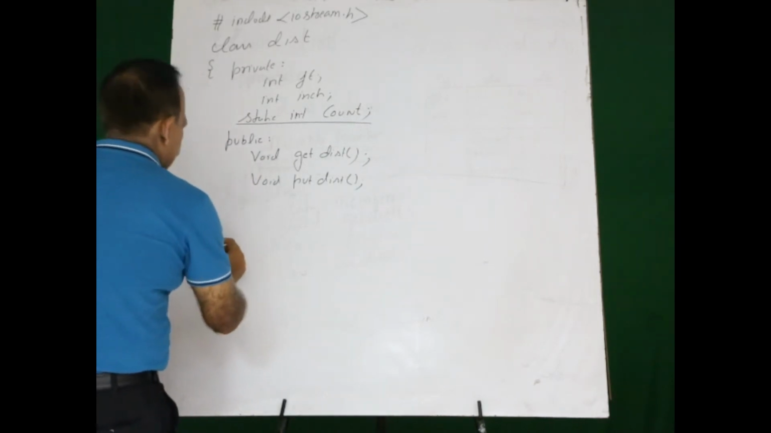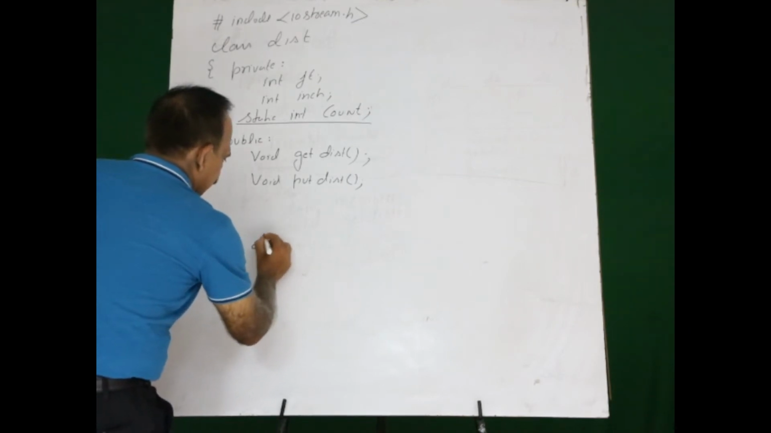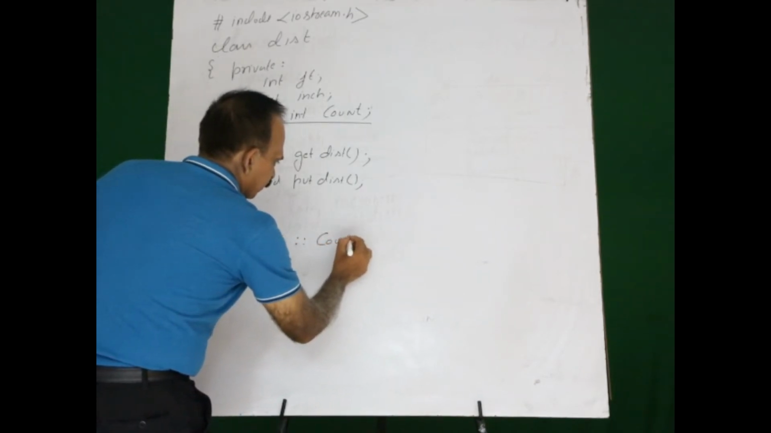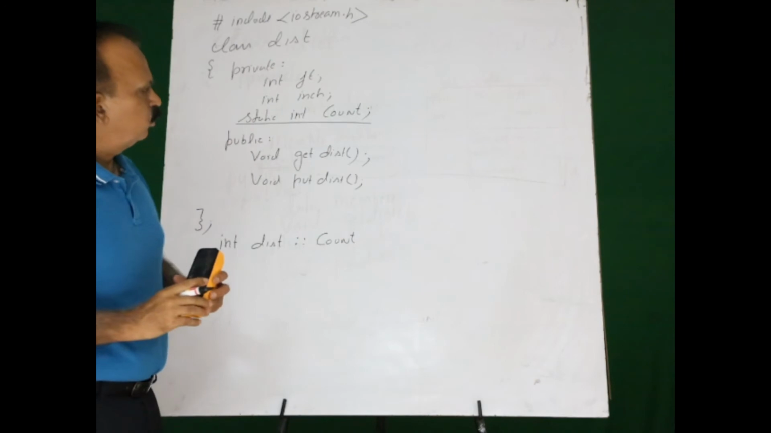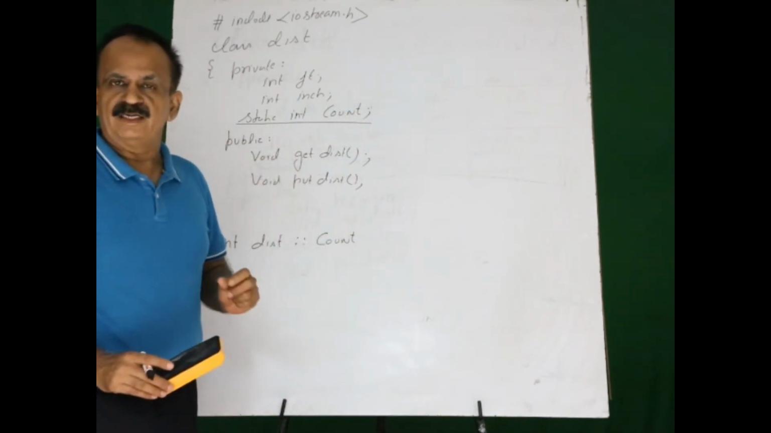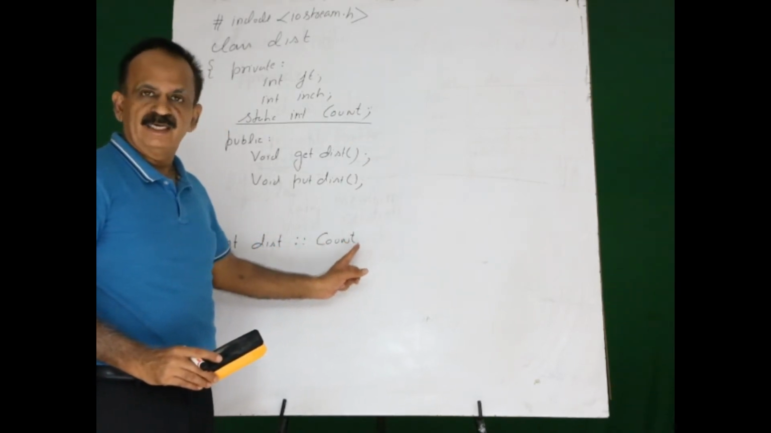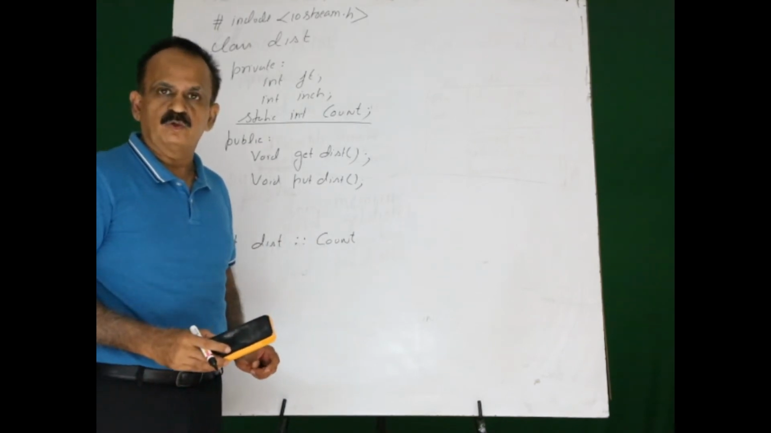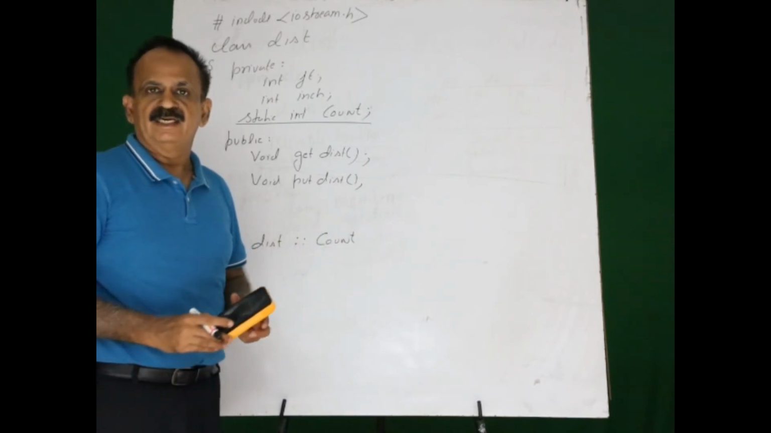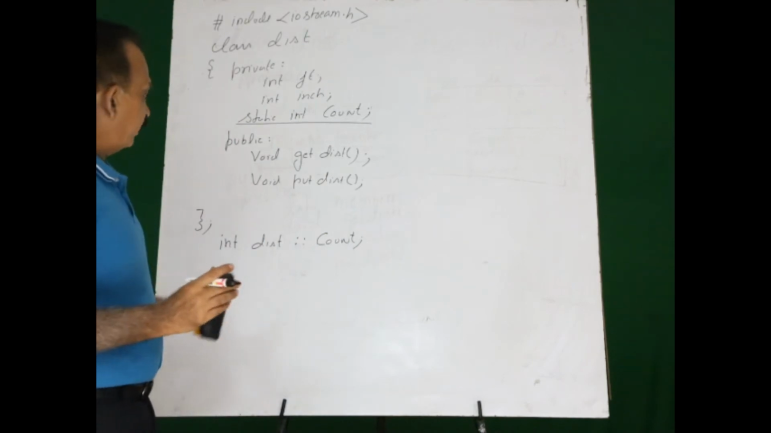Now the other one, I said, is to be associated with the class. It is int distance scope resolution count. One very important thing: no doubt this is automatically initialized to 0 at this stage. However, if we want to initialize it to some other value, we can write that value here. If I want to initialize count to 2, I can write count equals 2. This variable can be initialized at this stage. So this is semicolon.